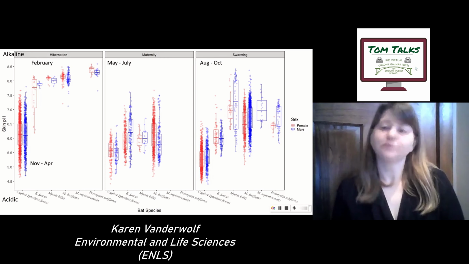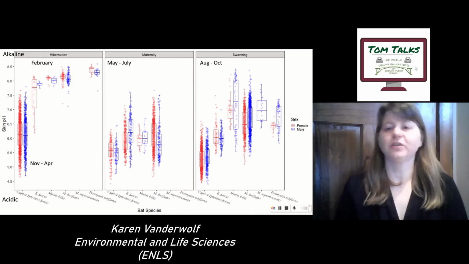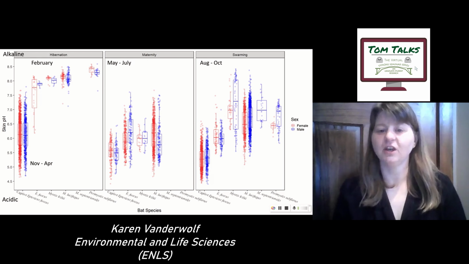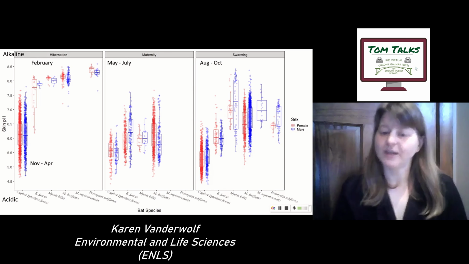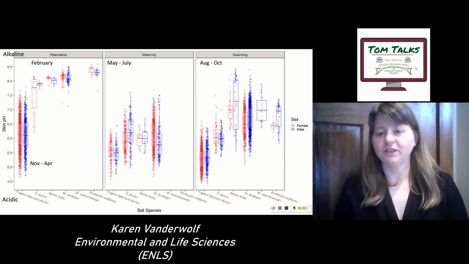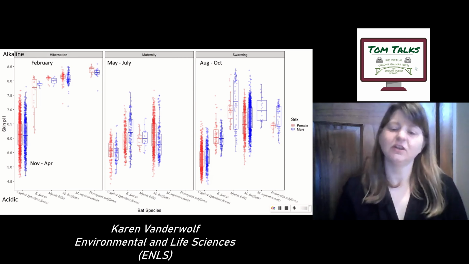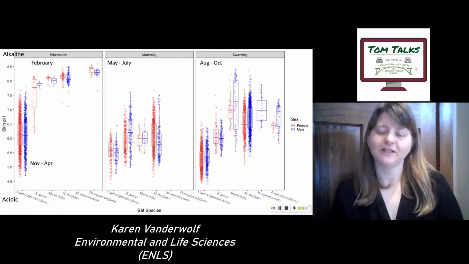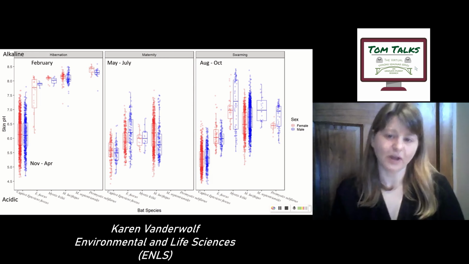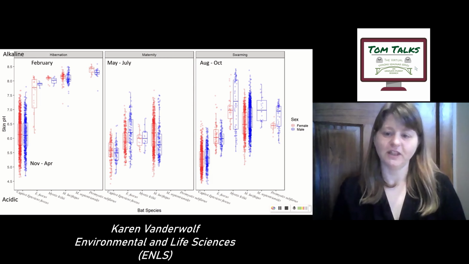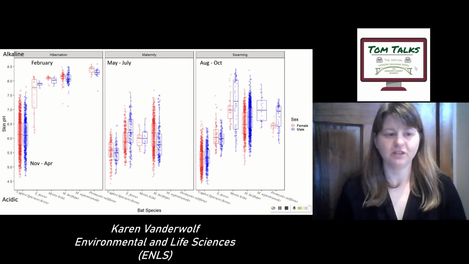During swarming season, this is mating season for the bats, which is during August to October, so just before hibernation, skin pH begins to rise again. But I am seeing the same sort of species pattern that I saw during the other 2 seasons. So the captive big brown bats, again, a lot more acidic than the wild bats. But the wild big brown bats are also more acidic than the other bat species that I measured.